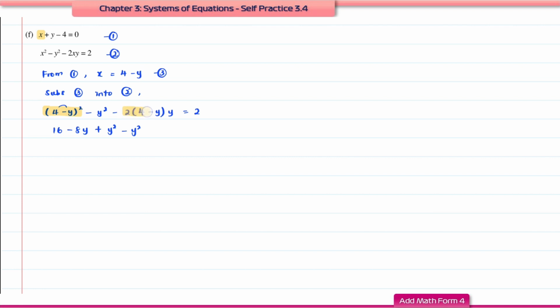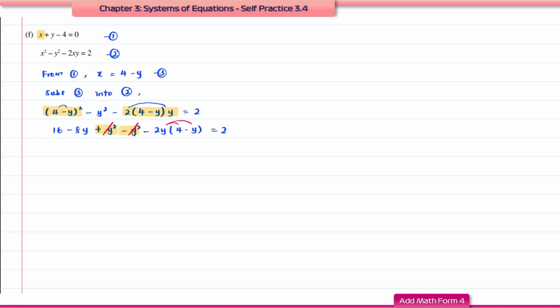And for this part, if you easily get confused, why don't you combine these two together first? So it will be negative 2y bracket 4 minus y. Alright, so if you notice, here you have a positive y minus positive y squared minus y squared. So this one will be cancelled. Right, it will be equal to 0.